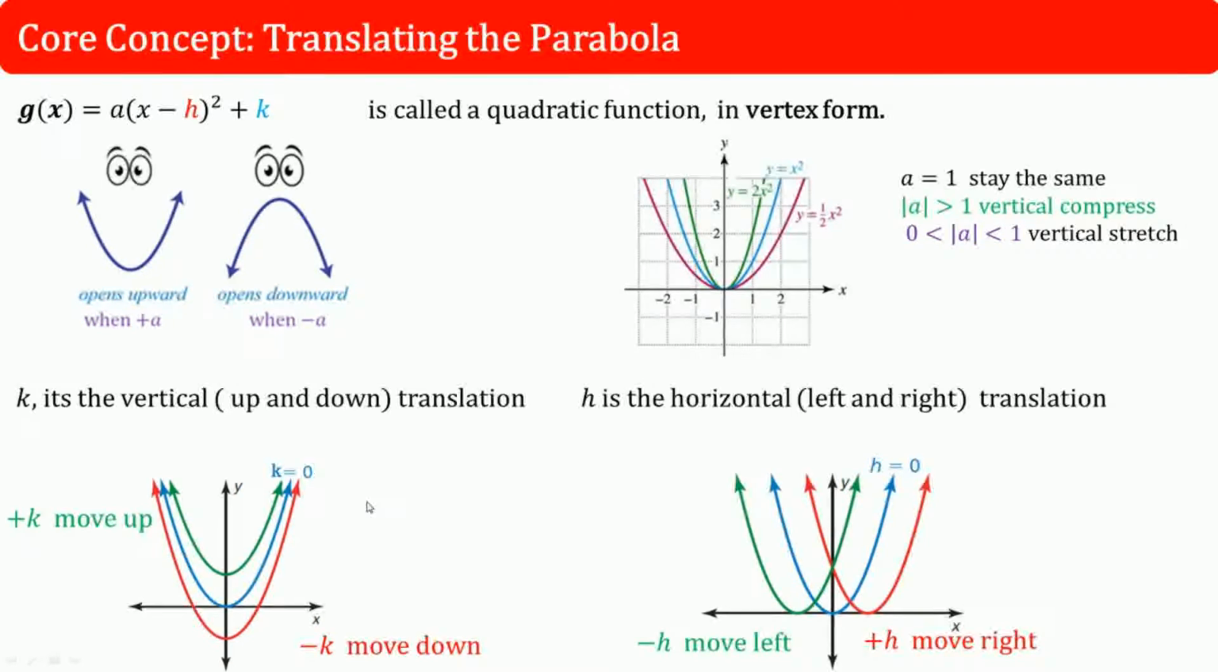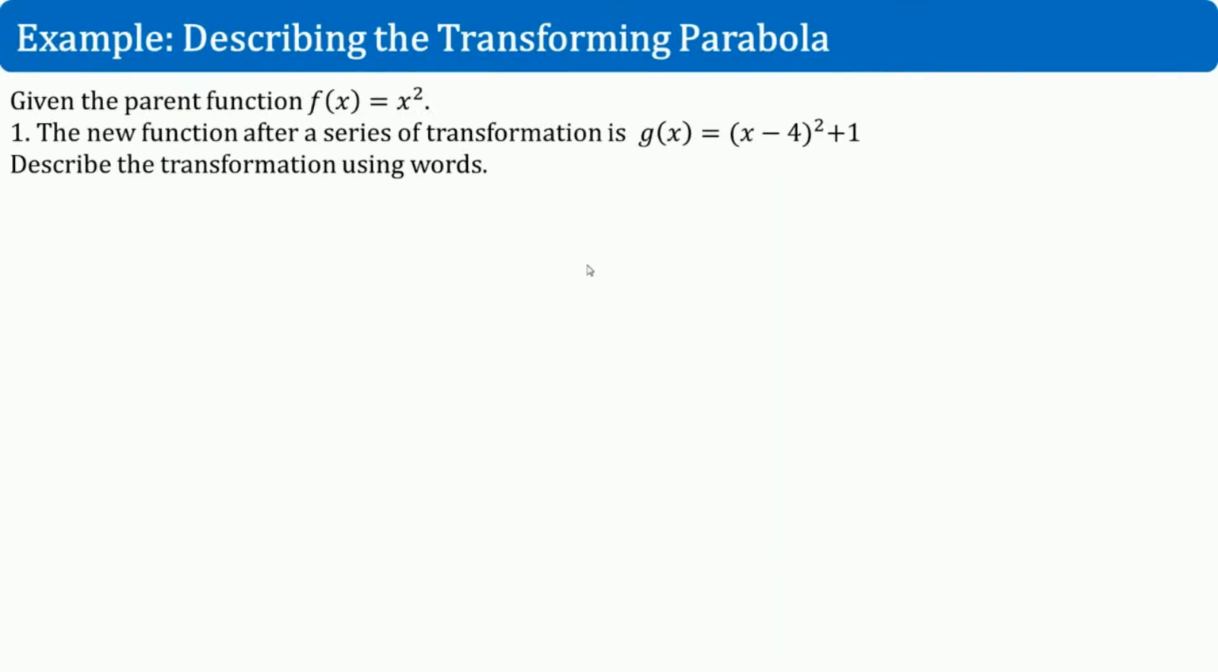The h tells you the horizontal translation, which tells you how it moves from left to right. Subtracting h will move it right, and adding h will move it left. Let's look at our example here. I would like you to describe the transforming parabola. The parent function is given here as x squared. Then you have this parabola.